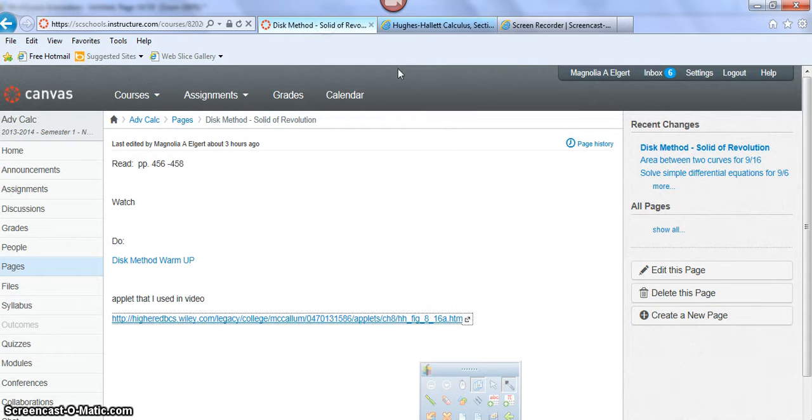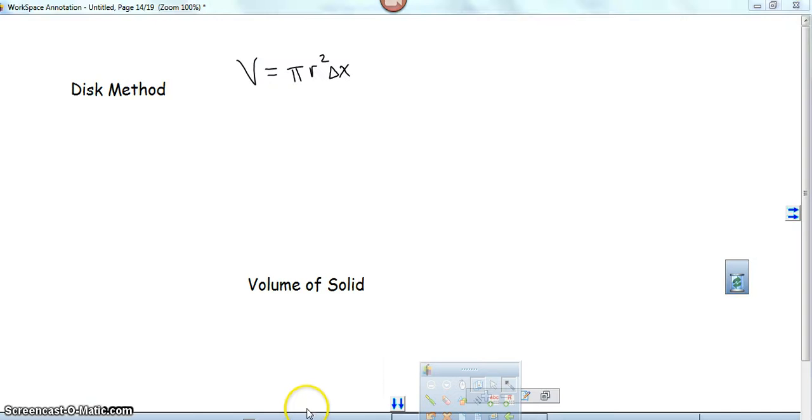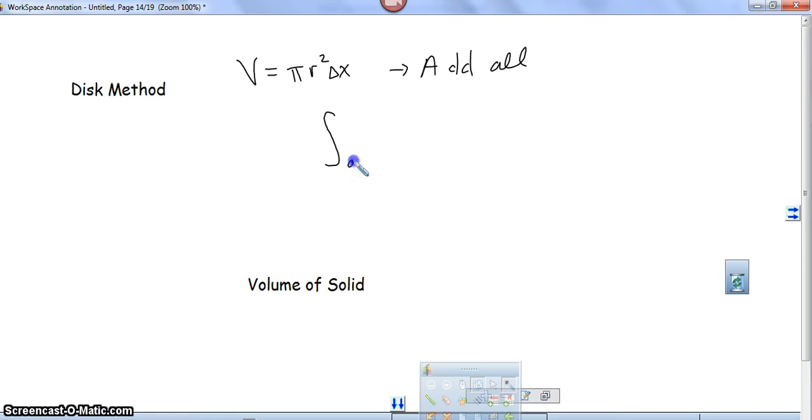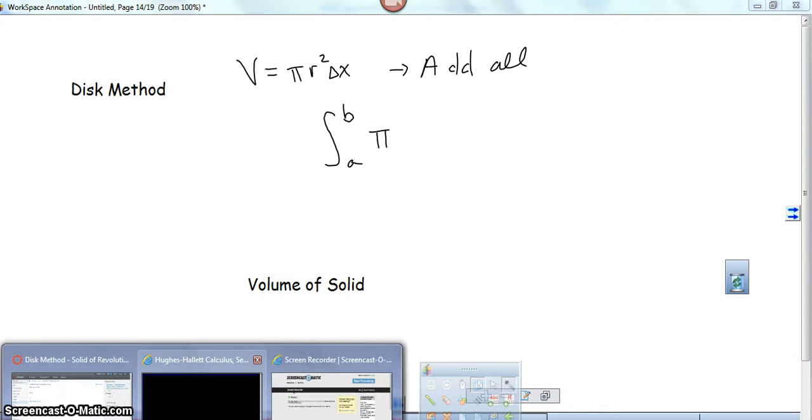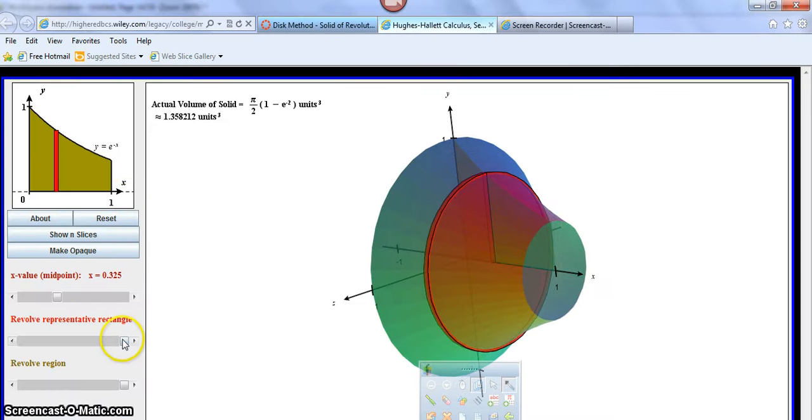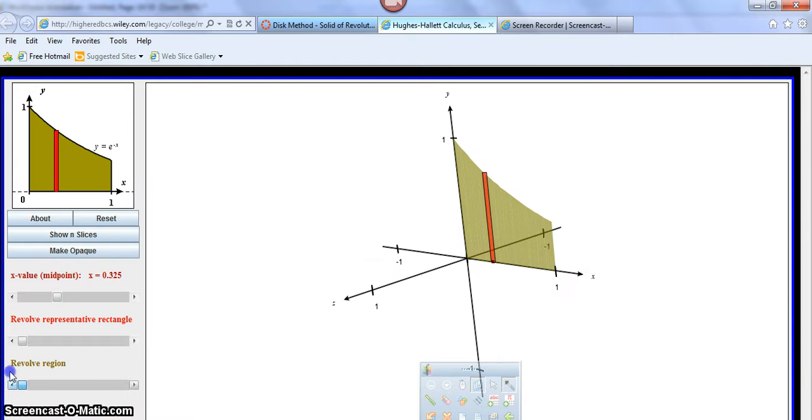Here's the thing, if I go back to our volume formula, it says pi r squared delta x. Well, I want to add up all of the disks, and when I add up all of them, that's where I get an integration. So I'm going to integrate from this point to this point, whatever they happen to be, of pi. Well, pi is a constant. Now r is the length of the rectangle that I originally started with. The length of that rectangle is the same as the function. So r in this case is just that function.